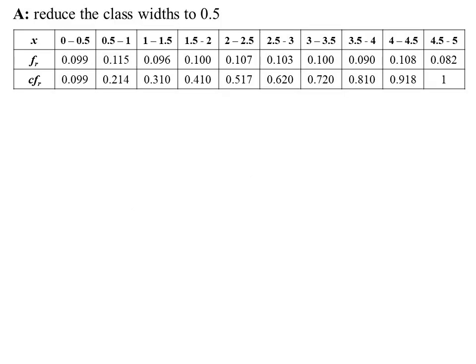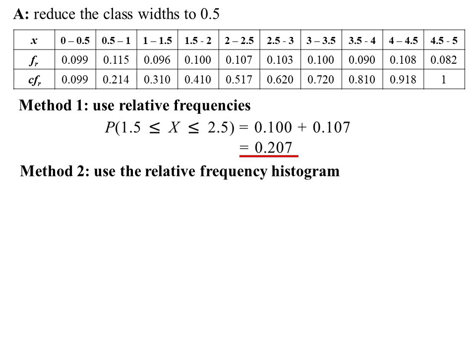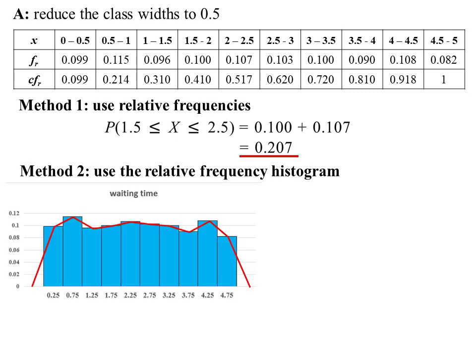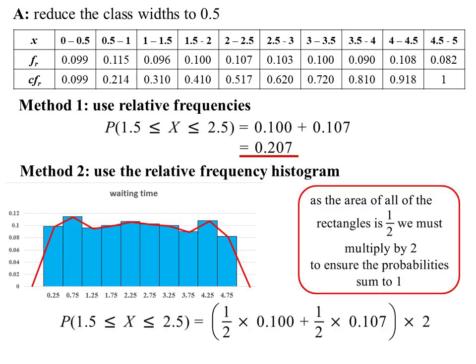So if I now redo it so that each of my widths is 0.5 instead of a minute, and there's the new table for that. Again, I could use relative frequencies, 0.207. I could use the histogram, but this time, you'll notice the width of the histogram is 1/2, not 1. So for that reason, I need to multiply my answer by 2, because I've halved the width of the rectangle, so I've ended up with half of the sum of the probabilities.